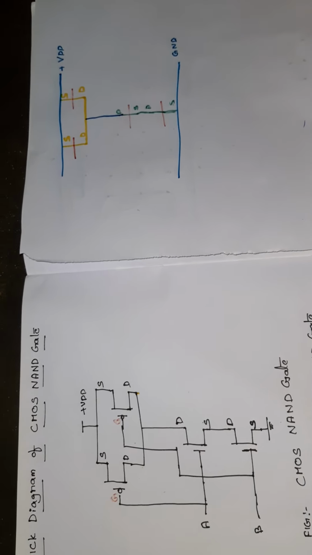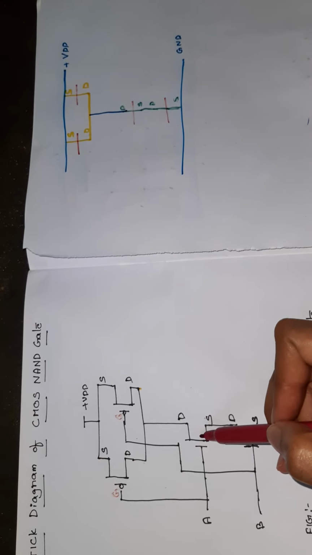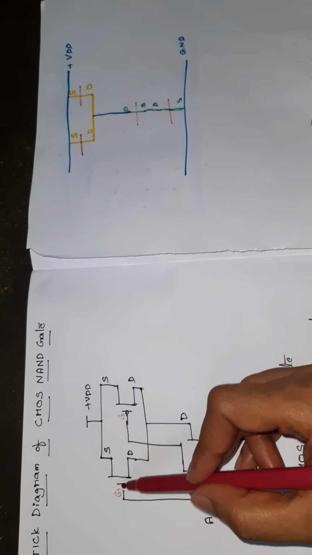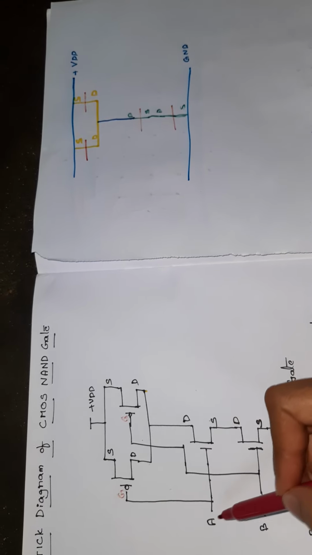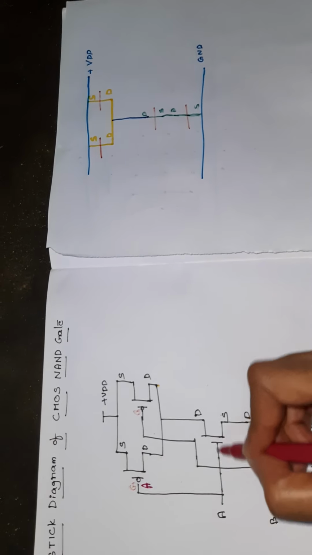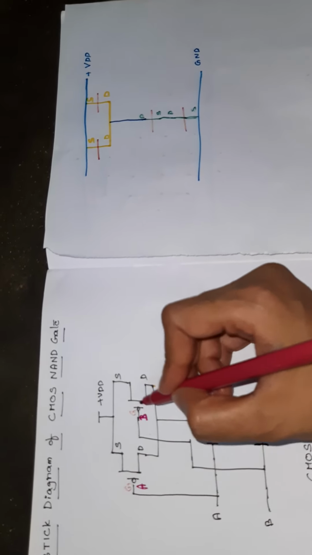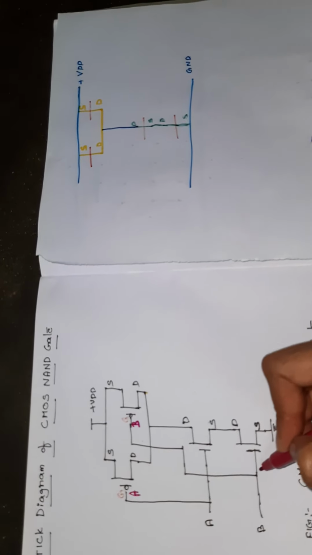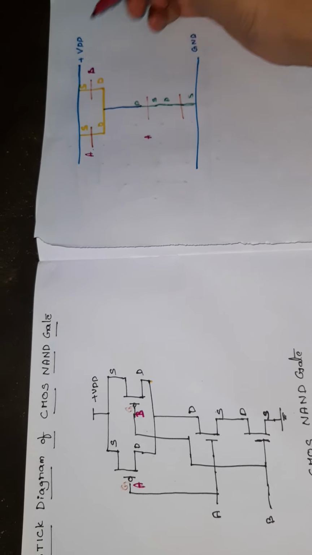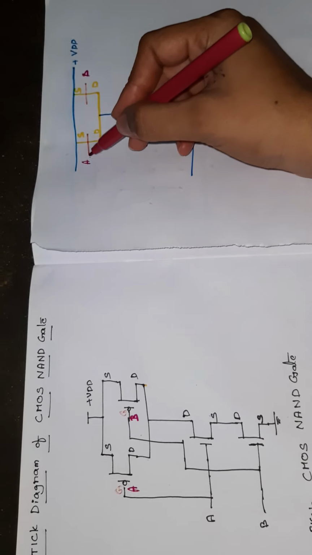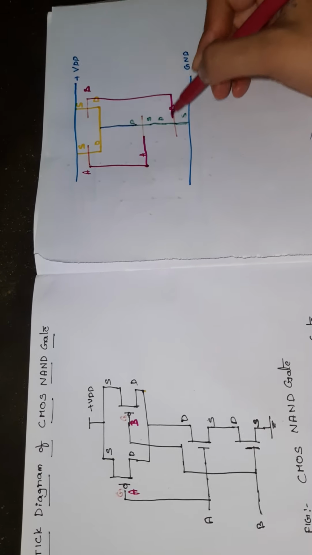So next, see here, the gate of the first transistor of the pull up network is shorted to the gate terminal of the first transistor of the pull down network. So indicating A and B here. This A of the pull up network should be shorted to A of the pull down network, and B of the pull up network is shorted to B of the pull down network. So A should be shorted to A and B should be shorted to B.